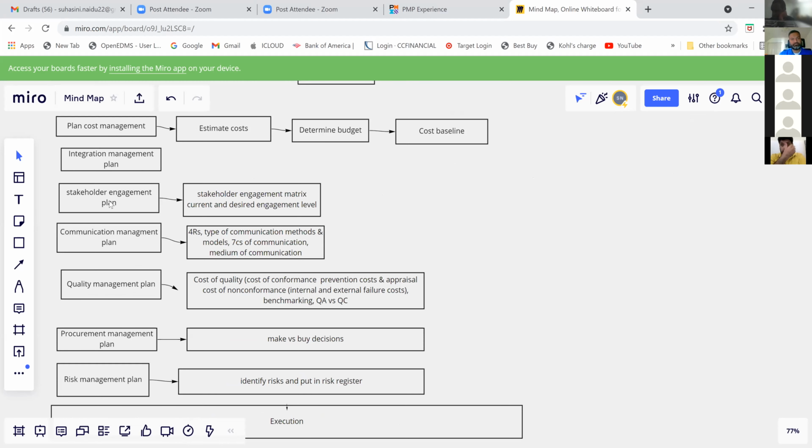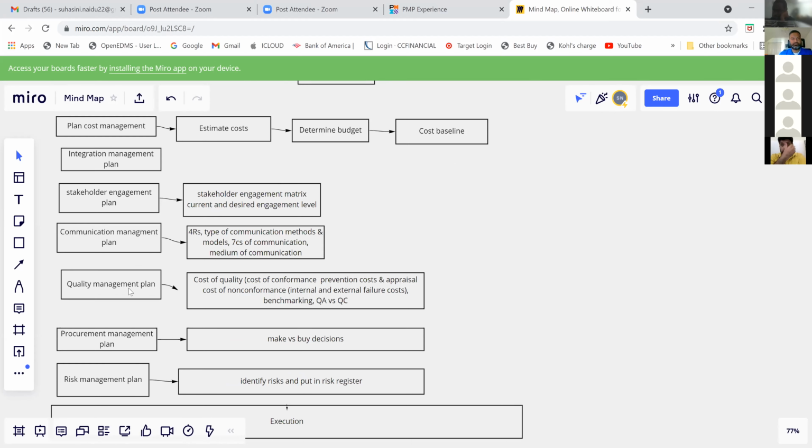Here we are on the stakeholder engagement plan. The stakeholder management plan will include the stakeholder engagement matrix, and we will check the current and desired engagement level. The communication management plan will have the 4 R's, type of communication method, and models, 7 C's of communication, and the medium of communication will be determined.